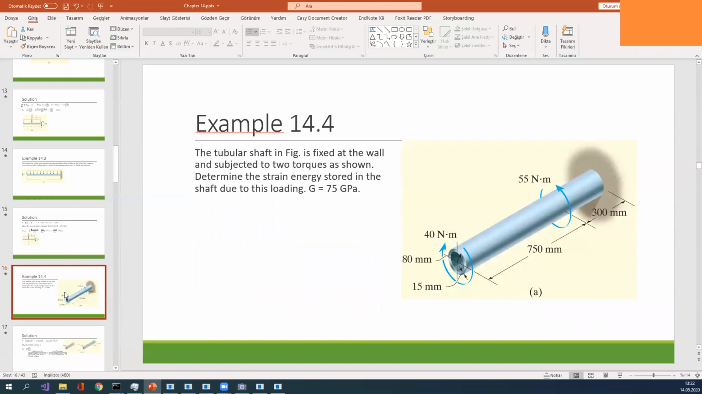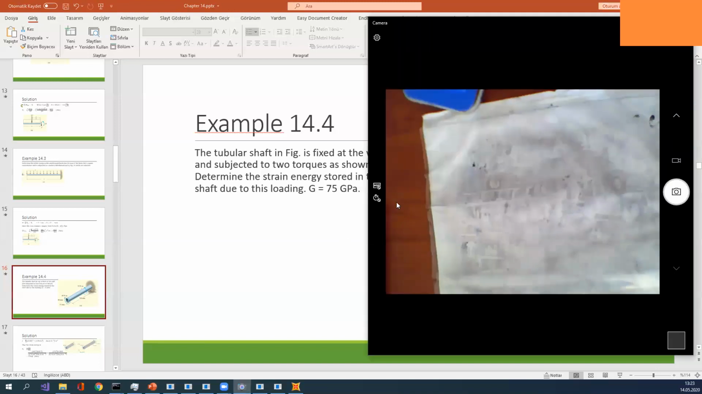The last combination is example 14.4. We have a shaft in here. We have two torques in here. I can't draw a 3D shape, so I want to explain the free body diagram in two dimensions. Sorry for the bad drawing for the beginning. Sorry for that. Okay, I want to draw a free body diagram like this.